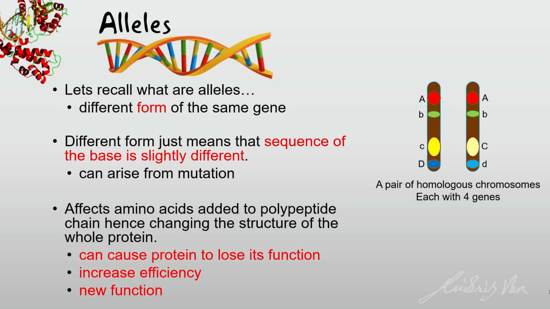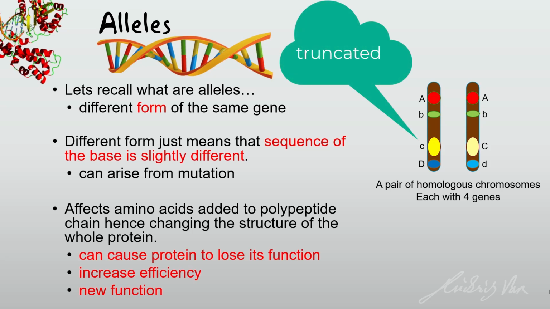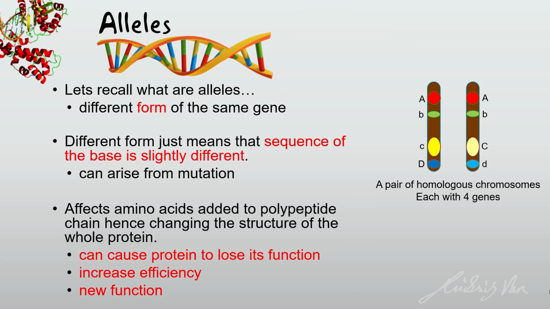For example, when it is halfway through, if there's a mutation which asks the ribosome to stop adding amino acids, the protein formed will be truncated. Truncated means shortened. So this will definitely cause the protein to lose its function. But of course, it can have a positive effect because, like I said, some mutations are beneficial. So it can cause, let's say, the enzyme to be more effective. That means speeding up the rate of the reaction. Or it can even result in a new function of the protein.